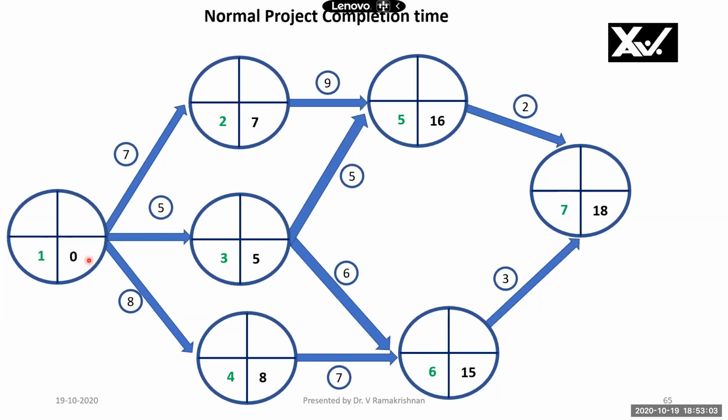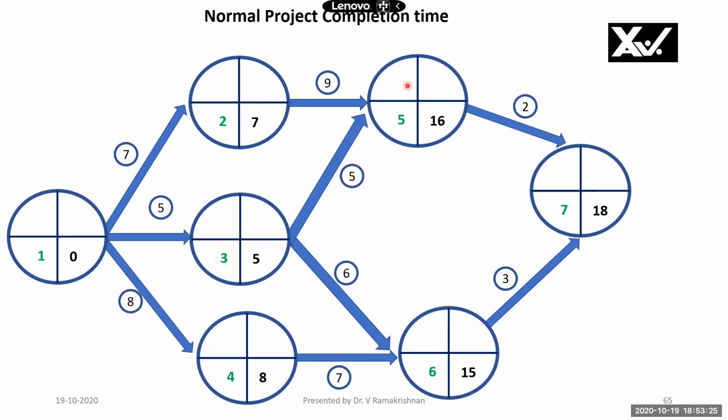Please note that 0 plus 5 is 5, 5 plus 6 is 11 here, whereas 0 plus 8 is 8 here, 8 plus 7 is 15 here. So I have to take the maximum of 11 and 15, I have taken this 15. Similarly, for node 5 also, the 7 plus 9 is 16 and 5 plus 5 is 10. So maximum 16 I have taken.